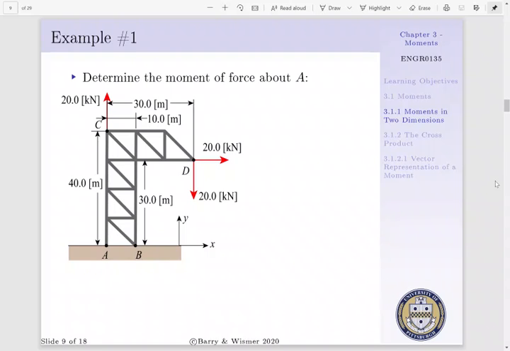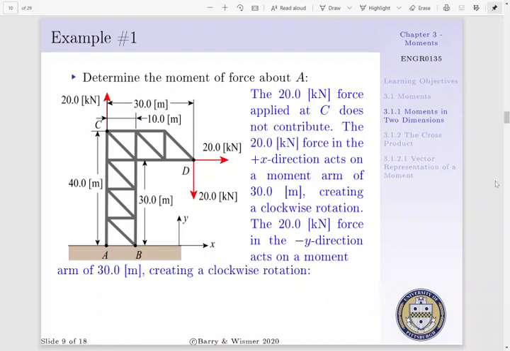their respective moment arms. If we begin, we recognize that the 20 kilonewton force at C does not contribute to our moment. That is, if we drew a line of action from A to C that represented our moment arm, we'd see that line of action would be collinear with our 20 kilonewton force. That is, sine of theta is equal to 0. Now we can look at point D.